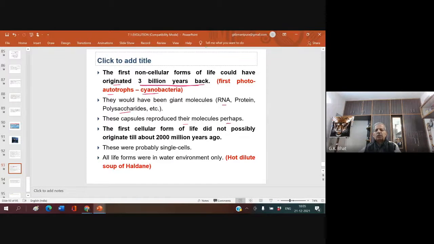The first cellular form of life did not possibly originate till about 2000 million years ago. Right? So for a very long time, there was no life on this earth. Though these were probably single cells, all life forms were in a water environment only. That is why Haldane said life originated in the oceanic water. Haldane called this oceanic water a hot dilute soup. You may know that the water in the ocean was in boiling condition for several hundreds of years. So he called this hot dilute soup where life originated.